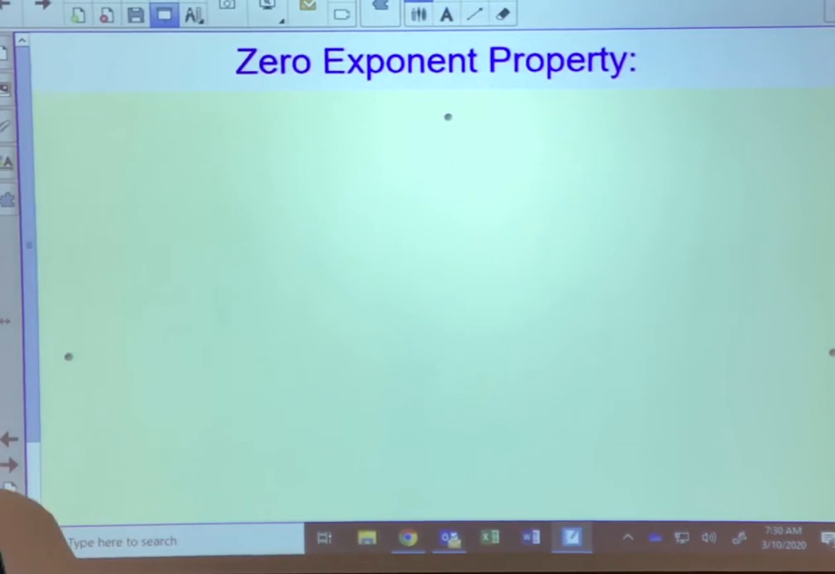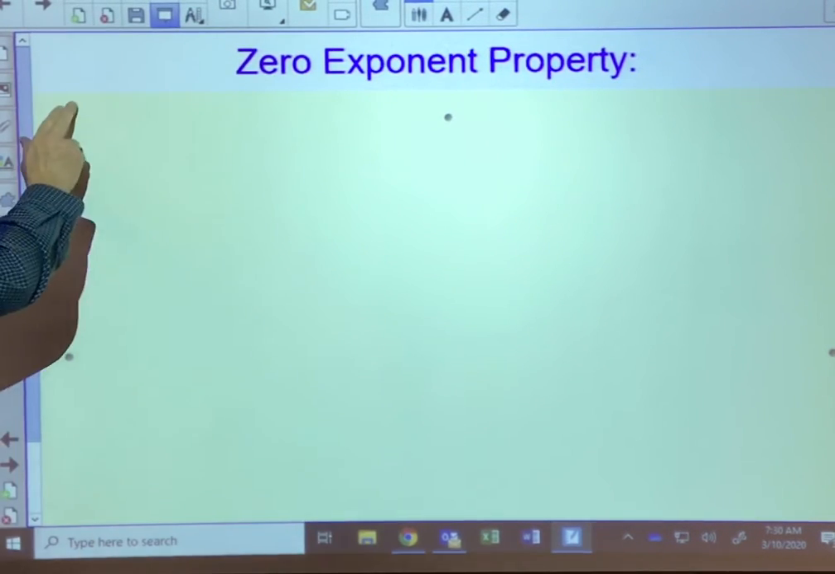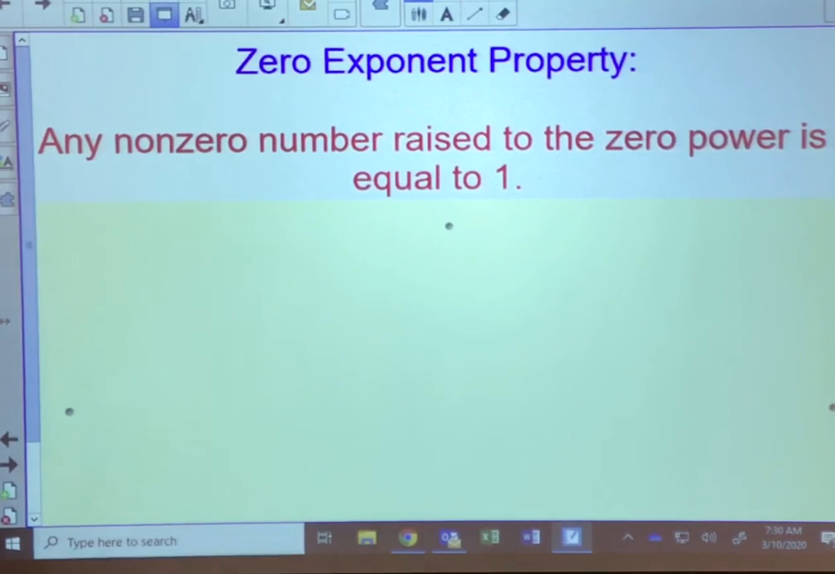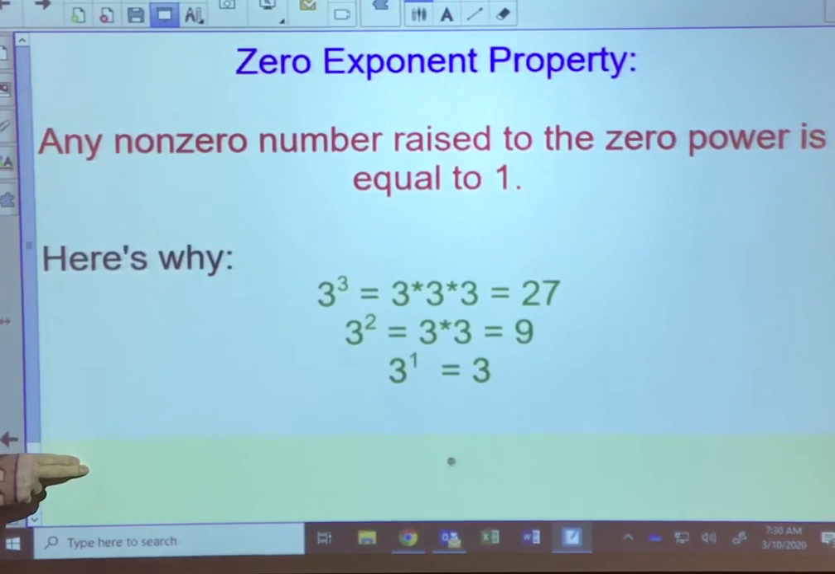Okay, let's talk about the zero exponent property. Here's what we need to remember about a zero exponent. Any non-zero number raised to the zero power is going to be equal to 1. Let's take a look at why that works, why that's true.